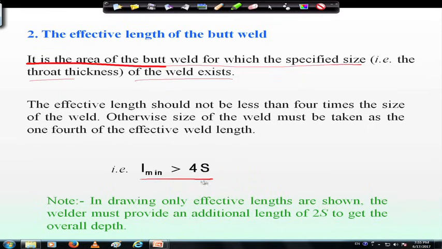So, minimum length has to be 4 times the size of the weld, and I am repeating here that in the drawing only effective lengths are shown. The welder must provide an additional length of 2s to get the overall depth. So, in the drawing we will show the effective length, but the welder has to add 2s, for designing, meaning at the site it has to be considered.